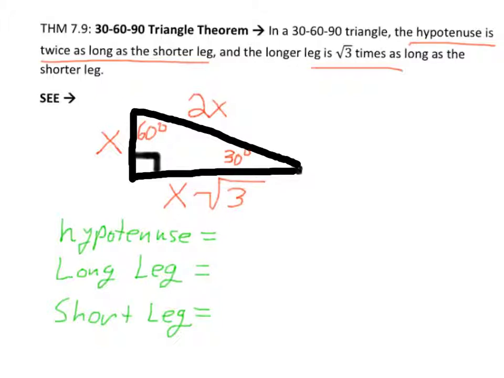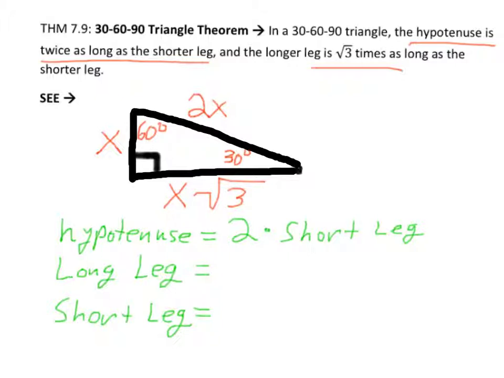The hypotenuse, this first formula, is the hypotenuse equals 2 times the short leg. Once again, if I call the short leg x, the hypotenuse is 2 times that x.